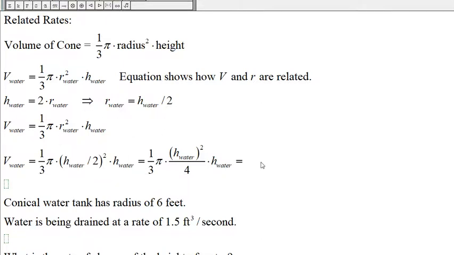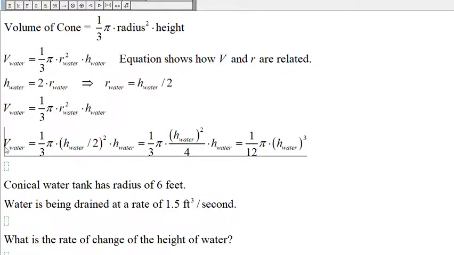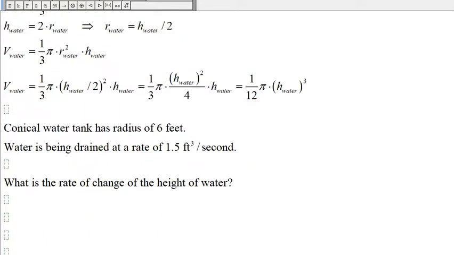And so we get 1/12. 3 times 4 is 12, and then we have the pi, and then h squared times h gives h to the third. The rate of change of the height of the water is what we're looking for.